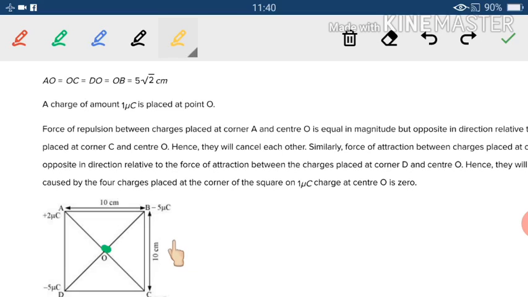One microcoulomb charge is here. So now we have to discuss what will be the net force on this charge due to all these four charges. As it is a positive charge and it is also a positive charge, there will be a force of repulsion. So the direction of force will be in this direction.